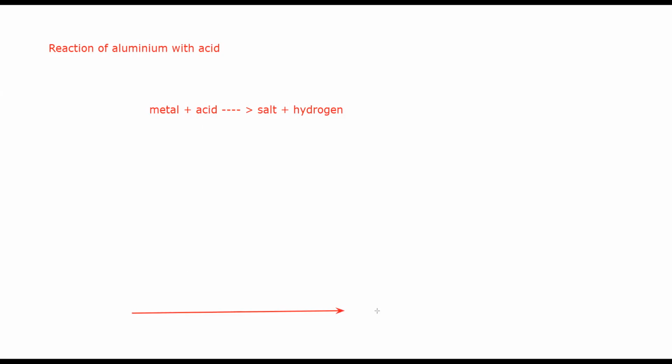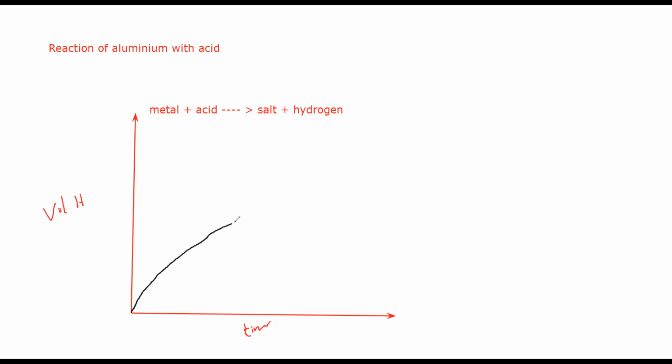So if I sketch a graph for volume of gas, volume of hydrogen, with respect to time, in the beginning it will have a steeper slope because more particles are there. With the passage of time, the rate will decrease. Eventually, the amount of hydrogen will be constant, which means the reaction stops. That is the normal graph for obtaining hydrogen from a reaction between metal and acid.